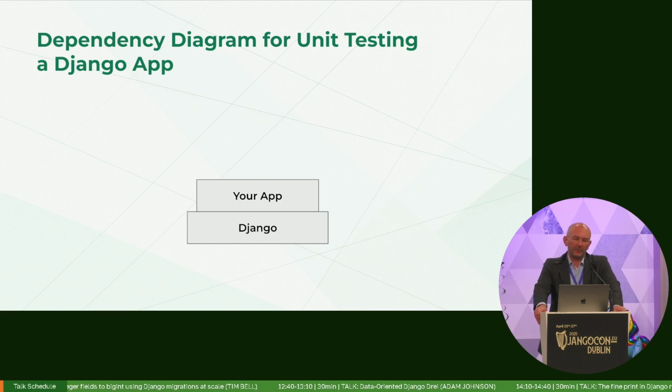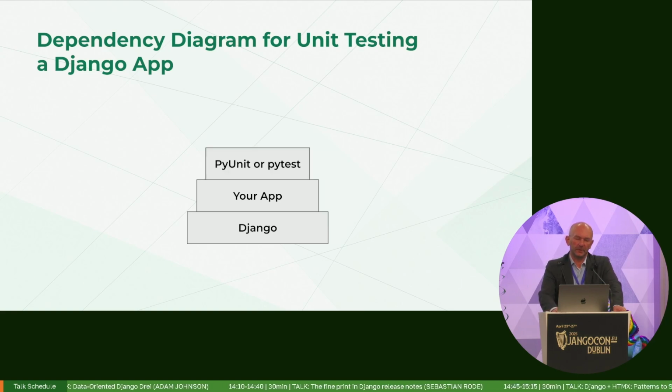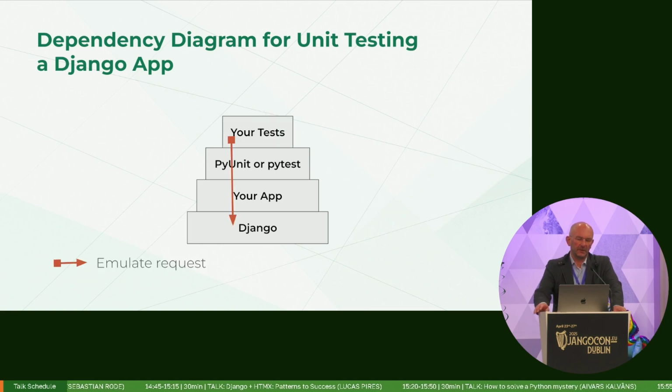Let's do a short recap on the dependency diagram of a typical Django application. You have your application code sitting on top of the Django framework. Then you have a testing framework. This can be either Python unit test library or Pytest. And on top of this, you have your testing functions. And each testing function typically emulates an HTTP request and sends it to the browser.